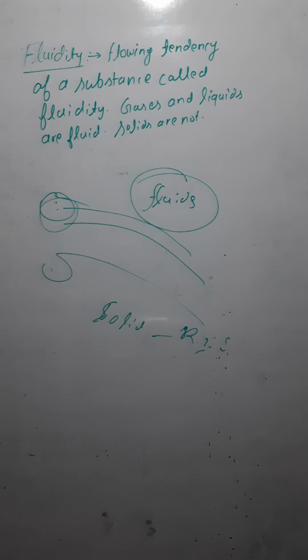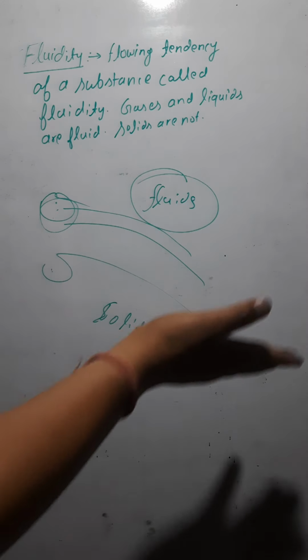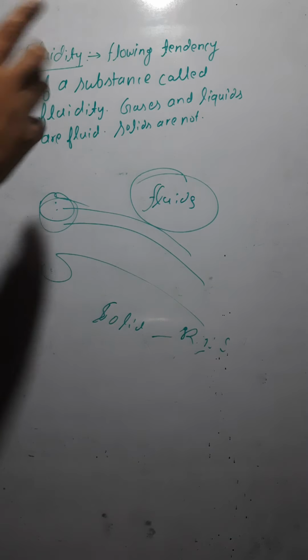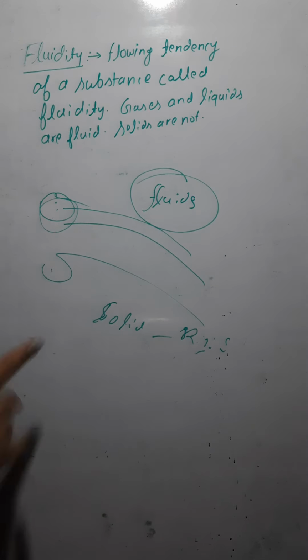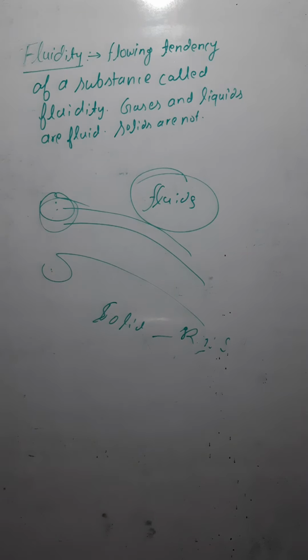That you should know. Okay. Solids are rigid. Liquids and gases are fluids because they can flow. So fluidity means the flowing tendency of a substance. Like gases and liquids are fluids and solids are not fluids. Okay. Note it down.